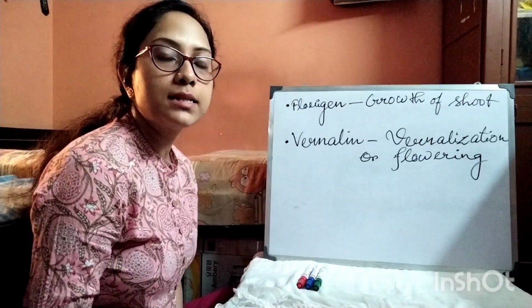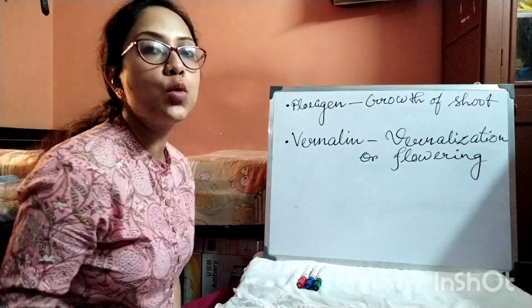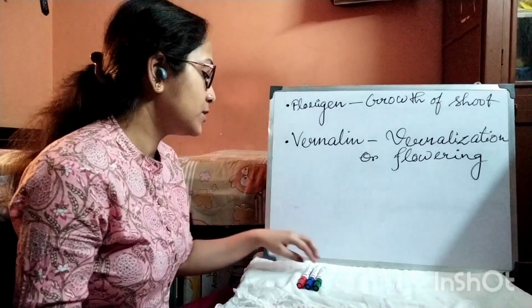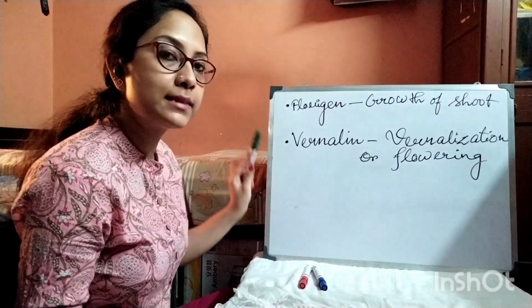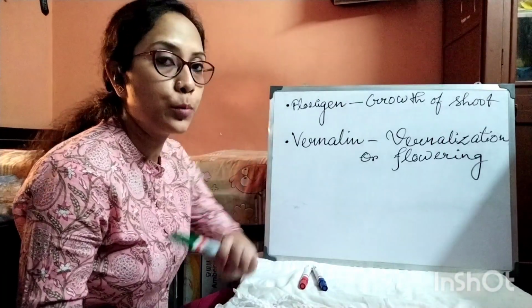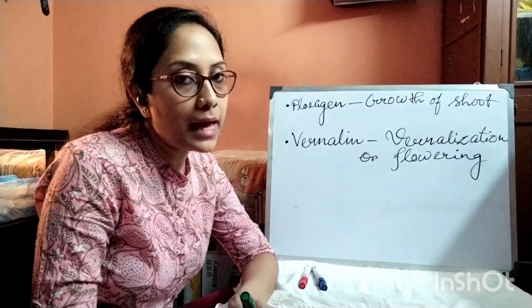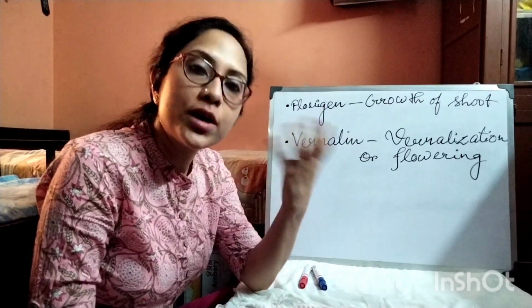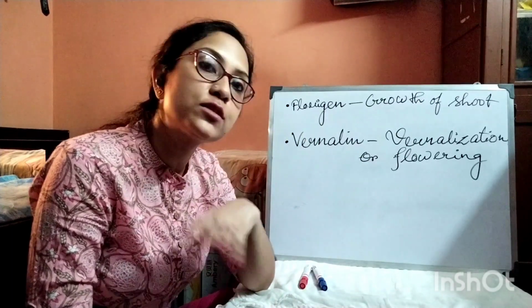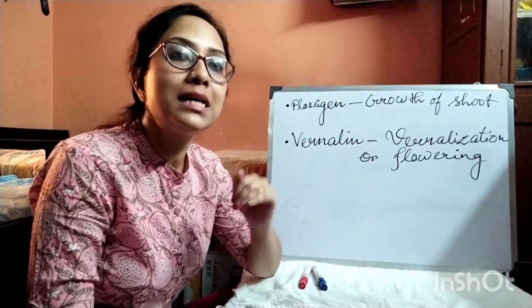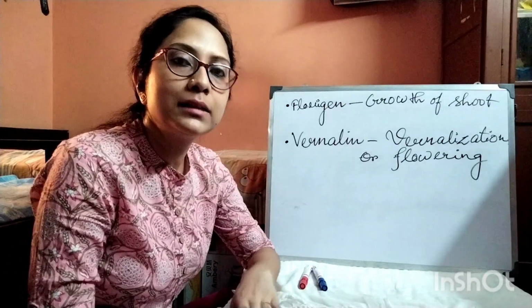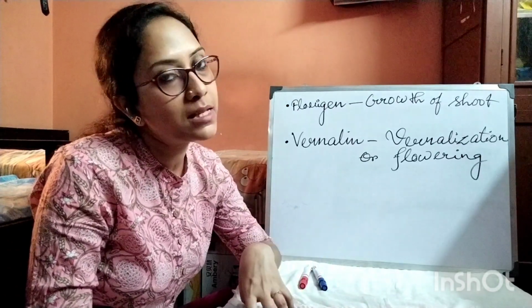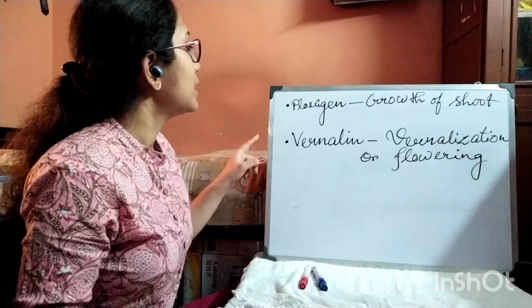In the previous class, I already mentioned two hypothetical hormones which we will study today. The first one is florigen and the second one is vernalin. These are referred to as hypothetical or postulated hormones. The actual origin or actual site of synthesis of these hormones is not known till today. But their function, their action, is very much prominent in plants. And how will they work?